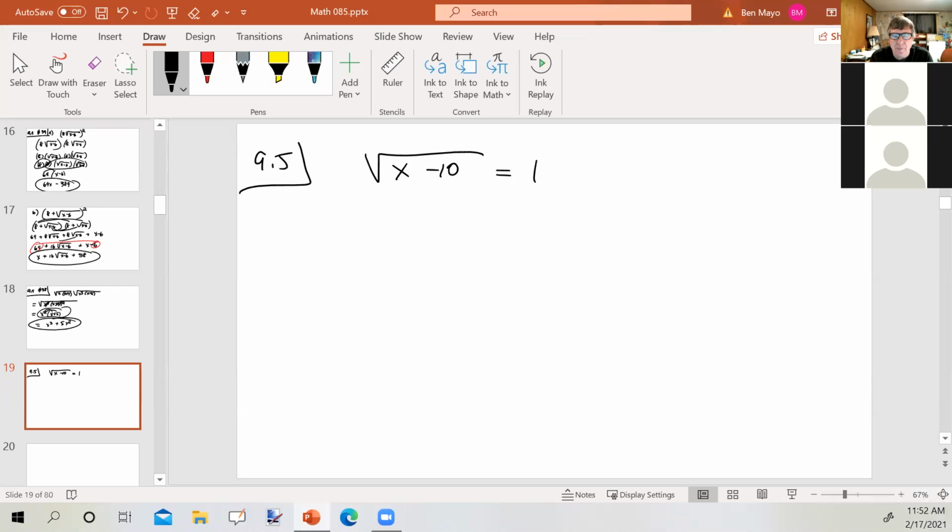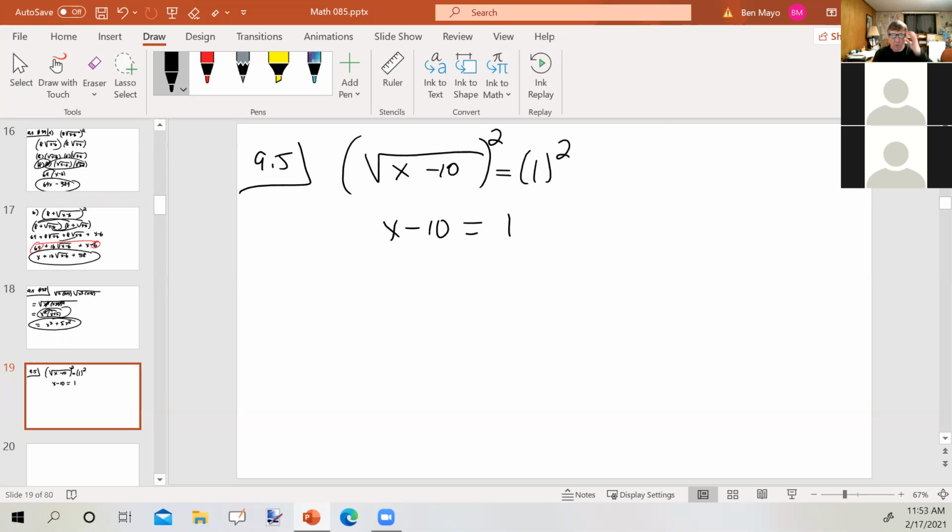Radical equations are similar to absolute value equations, which we did earlier, in that if you have an equation with one radical, you want to isolate that radical first. And this problem already has that done. Now, since on the left side of the equation we have a square root, I'm going to square both sides of the equation. On the left side, the square root of x minus 10, the quantity squared, would be x minus 10. On the right side, 1 squared is 1.